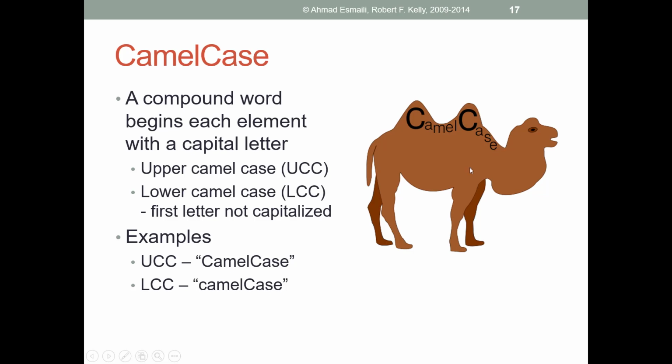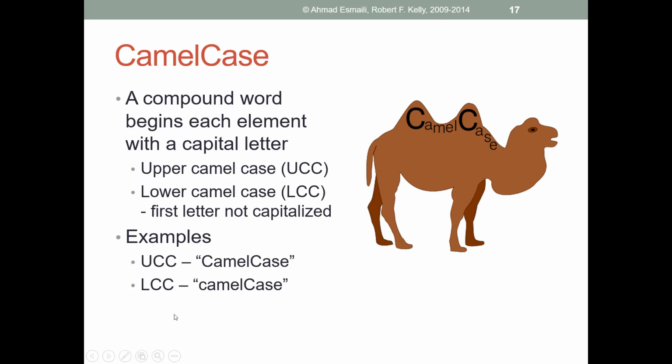So we can combine these two terms, camel and case, into one, camel case, with no space in between, using either the upper camel case convention or the lower camel case convention. In upper camel case, we keep the first letter of both the words as capital. So C is capital here, and the C of case is also capital. So this is upper camel case.